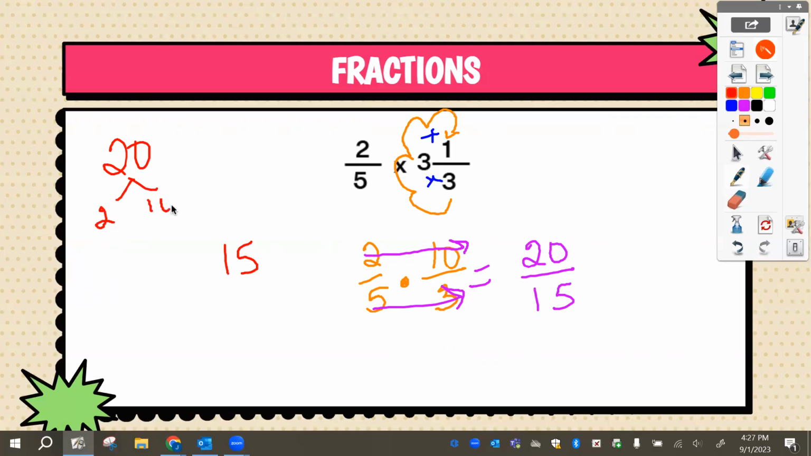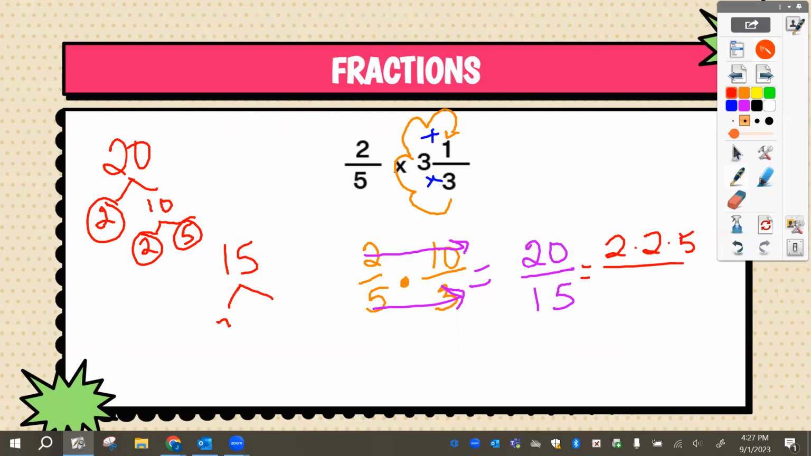So 2 times 10, 2 is prime. So we circle it and break down the 10. 2 and 5, 2 is prime, 5 is prime. So I can rewrite this as 2 times 2 times 5. And then 15 is 3 times 5, both of which are prime. So I can just say 3 times 5. Now, to simplify this, they both have a 5. So I'm just going to cross those out.